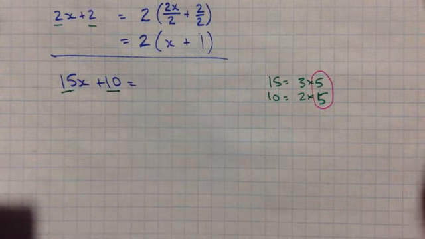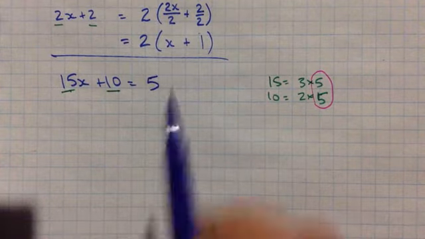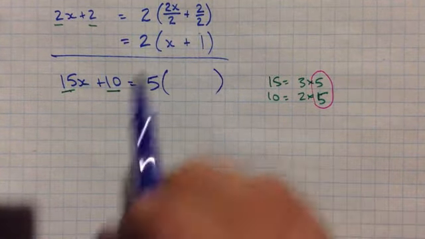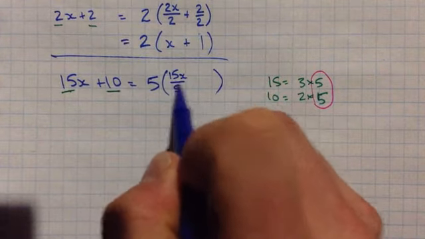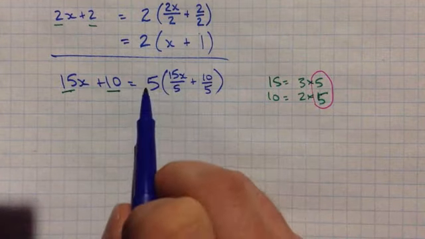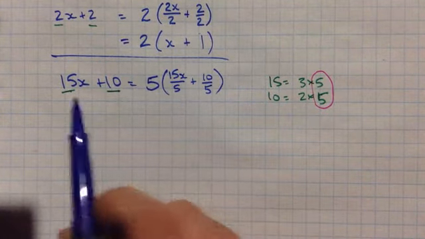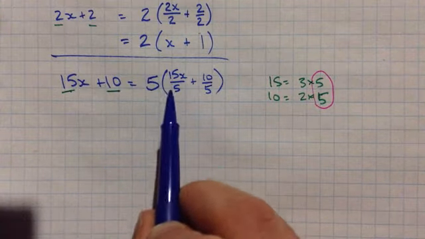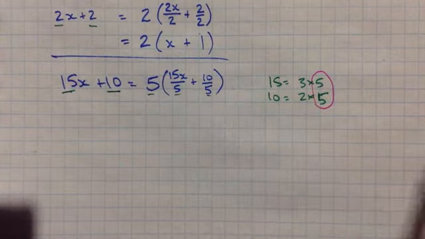So if I divide 5 away from each term, what am I left with? So if I take 15x divided by 5, and I take 10 and divide it by 5. So I've written the 5 out in front, bracket, and inside of the brackets I have my original expression with each term divided by 5. So the 5 is here, here, and here. That's why it's there.